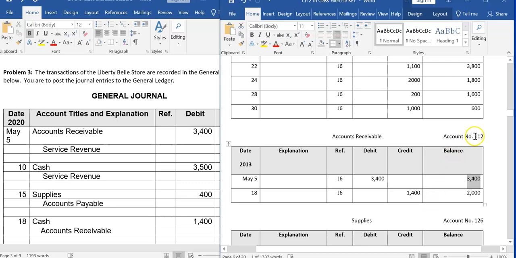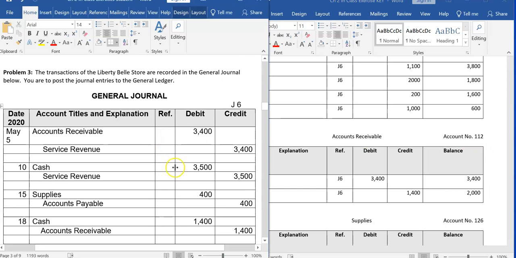To notate that debit has now been posted to the general ledger, we are going to take the account number of where it was posted back to the general journal. When we see this number in this reference column, it tells us that that debit has already been posted to account 112 in the general ledger. This is called post-referencing. We can see what account the debit was posted to.